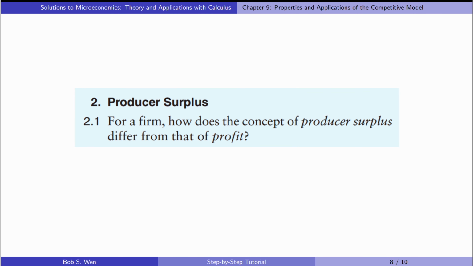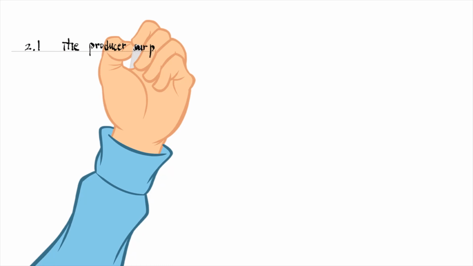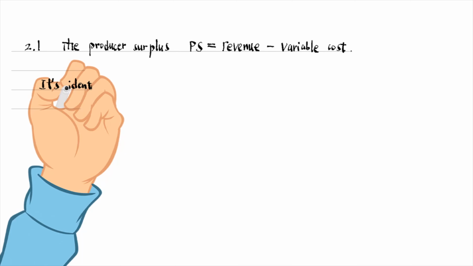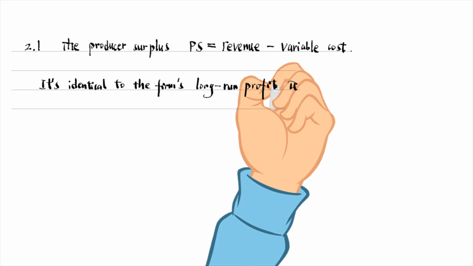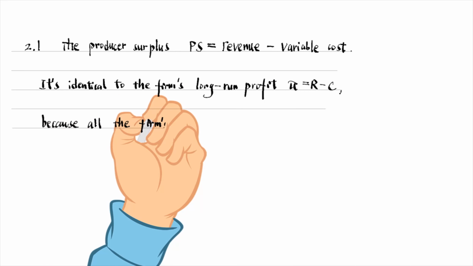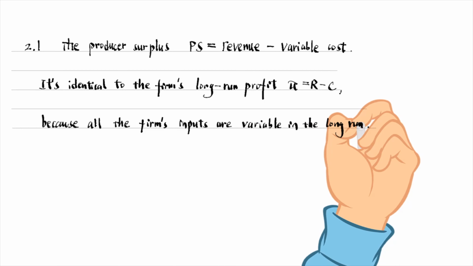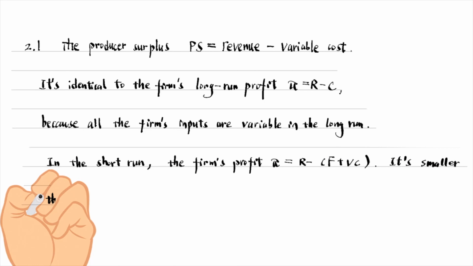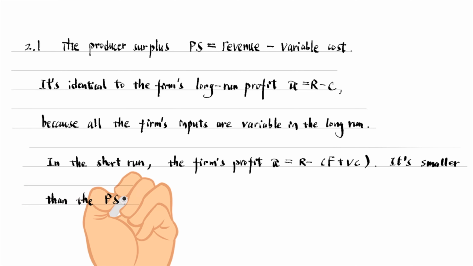Let's solve exercise 2.1. For a firm, how does the concept of producer surplus differ from that of profit? The producer surplus always equals the firm's revenue minus the variable cost. It is identical to the firm's long-run profit because all the firm's inputs are variable in the long run. But in the short run, the firm's profit equals its revenue minus the sum of the fixed cost and the variable cost. It is smaller than the producer surplus.